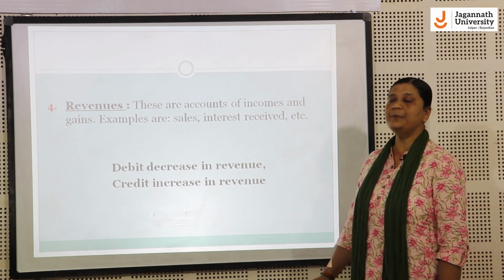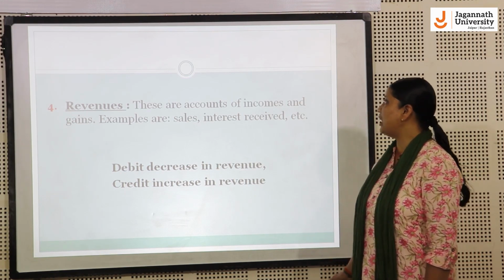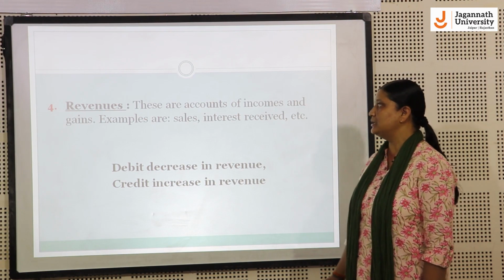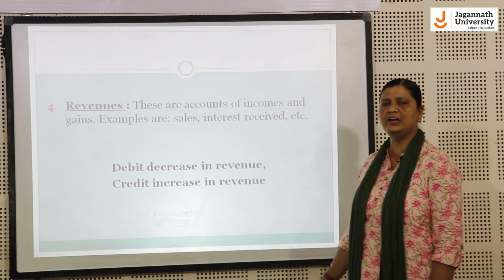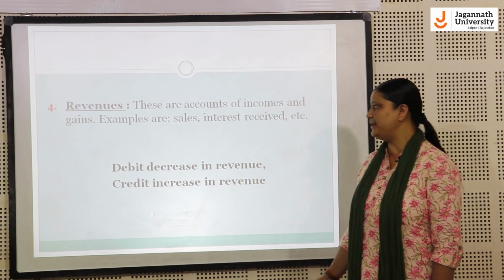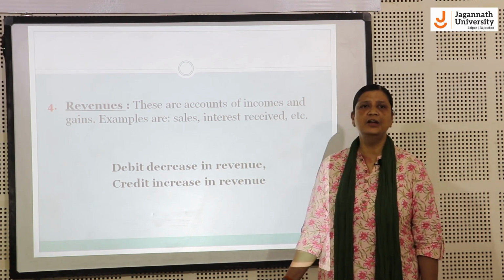Now the fourth group is revenue. These are the accounts of incomes and gains. Examples are sales, interest received, commission received, rent received, etc. And the rule is debit decrease in revenue and credit increase in revenue.